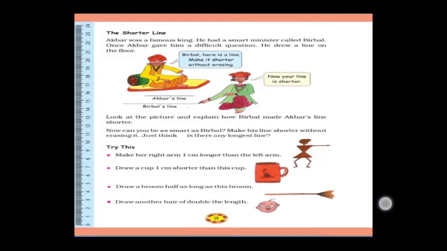So Birbal drew a line longer compared to Akbar's line. Then you can tell that he said, now your line is shorter, right? See here, you can observe in this picture, Akbar's line is the shorter line and Birbal's line is the longer line. Look at the picture and explain how Birbal made Akbar's line shorter. See here, he drew another line that is longer compared to Akbar's line. That he did. One thing you have to remember, what do you mean by line?